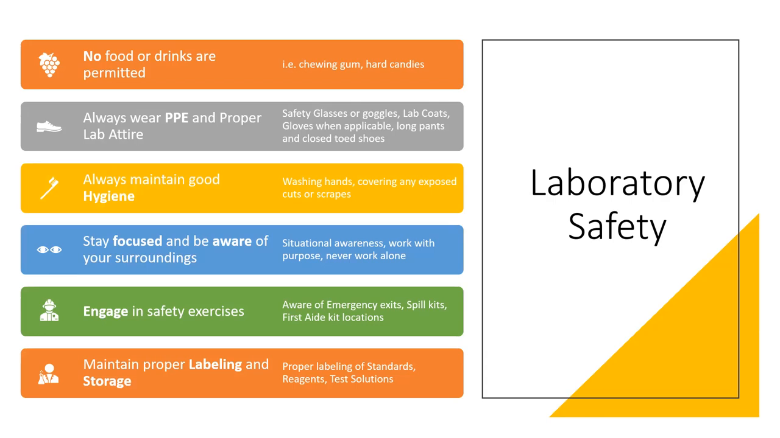Secondly, very, very important that we always wear our PPE and proper lab attire. PPE is personal protective equipment. This includes safety glasses or goggles to protect your eyes from harm, long pants and closed-toed shoes to protect legs and feet from spills, and essentially a lab coat or an apron to protect your clothes and skin from exposure to chemicals. So basically, you want to make sure that all of your skin is covered as much as possible to limit the exposure to chemicals.